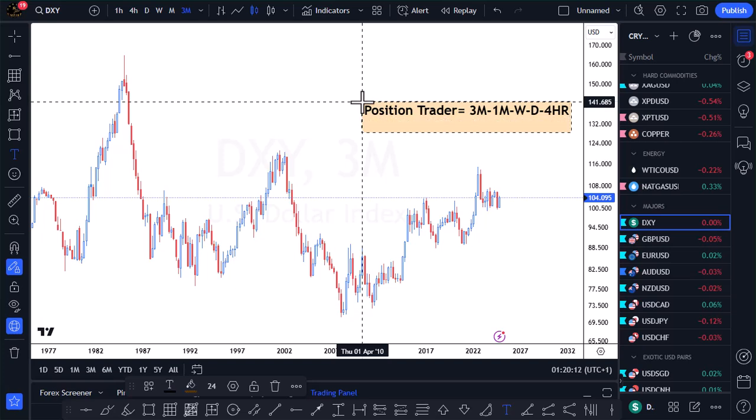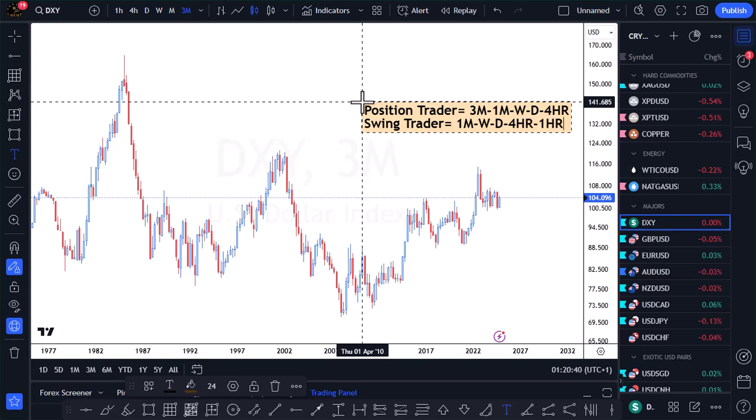Now, we have the swing trader. These traders start their analysis from what? This could be from the 1 month chart, but mostly it will be from the 1 month chart. Now, we have the weekly chart, we have the day chart, we have the 4-hour chart, and we have all the way to the 1-hour chart, right?